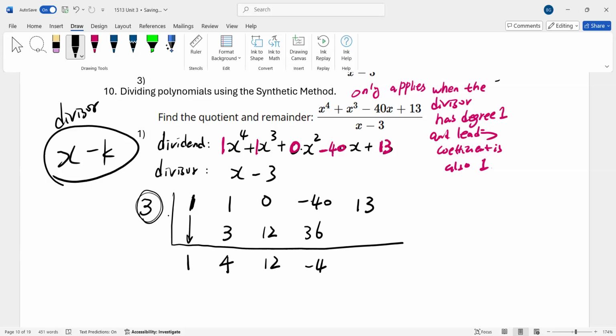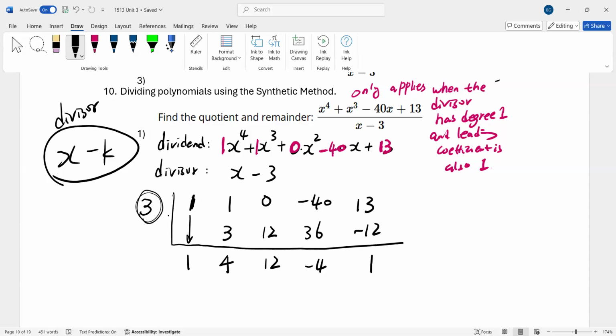Negative 4 times 3, negative 12. Put it here. 13 minus 12 is 1. And we're done. We're done with the arrangement for the synthetic method. All right? And how do we identify the quotient and remainder from the result?